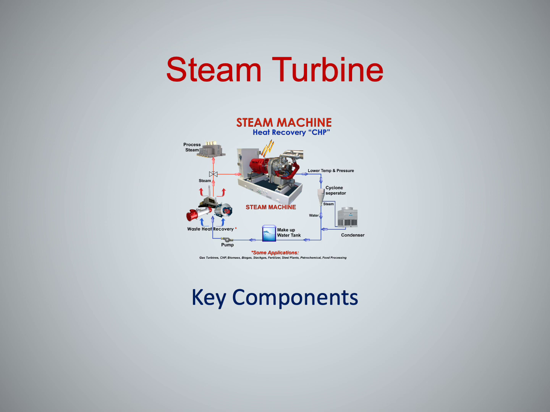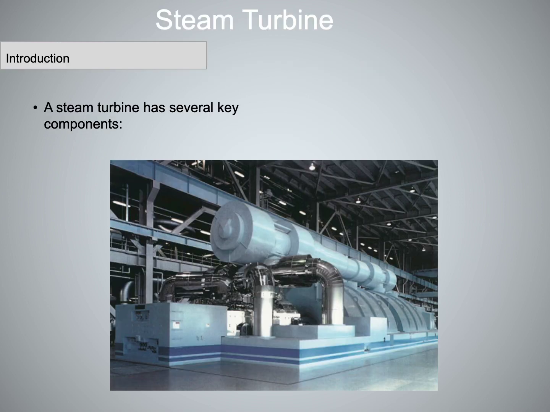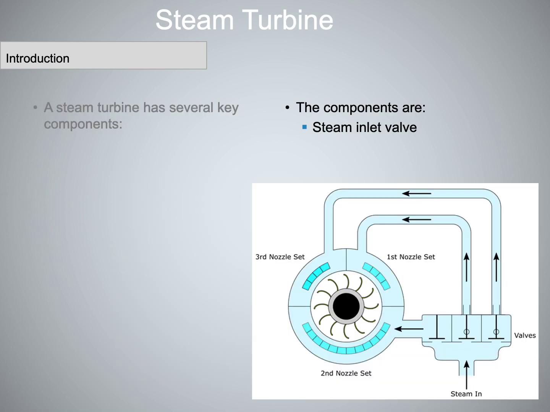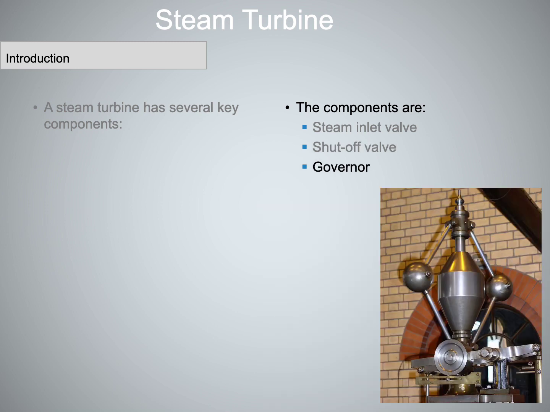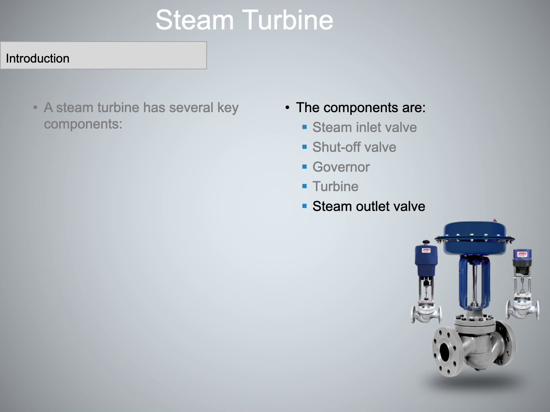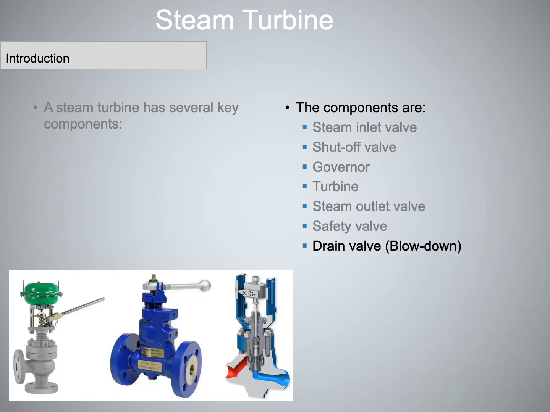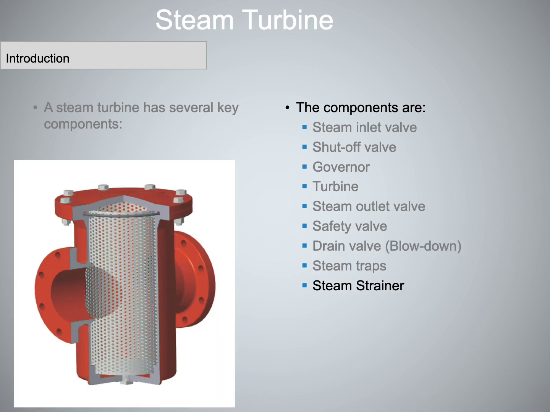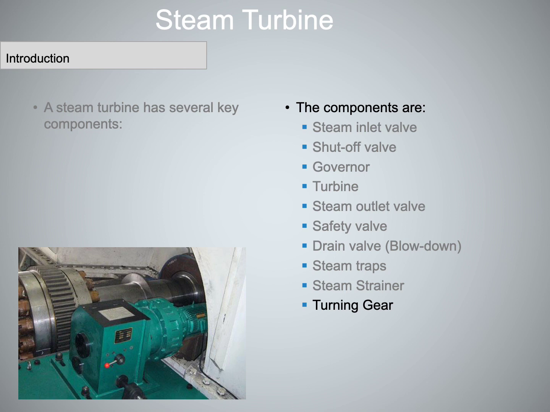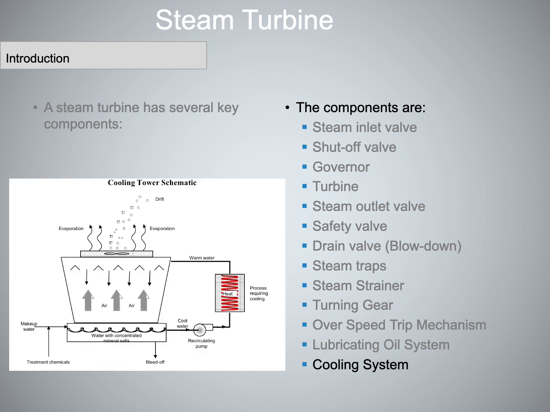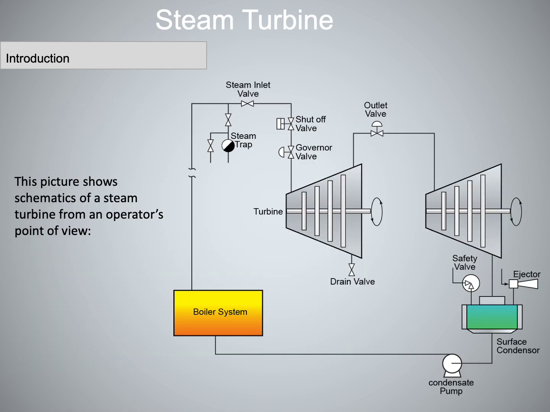Steam turbine, key components. A steam turbine has several key components. The components are: steam inlet valve, shutoff valve, governor, turbine, steam outlet valve, safety valve, drain valve, steam traps, steam strainer, turning gear, overspeed trip mechanism, lubricating oil system, cooling system. This picture shows schematics of a steam turbine from an operator's point of view.